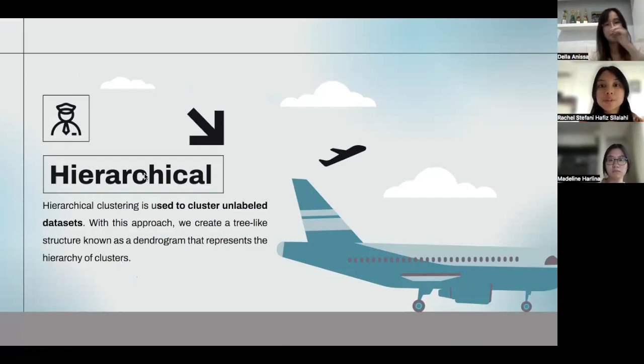The next one, I'm going to explain the hierarchical. So hierarchical clustering is used to cluster unlabeled datasets. And with this approach, we create a tree-like structure known as a dendrogram that represents the hierarchy of clusters. So a dendrogram is actually a network structure that is graphed, constructed like a tree, and it contains branches and also leaves. And I will give the following example in the next slide.